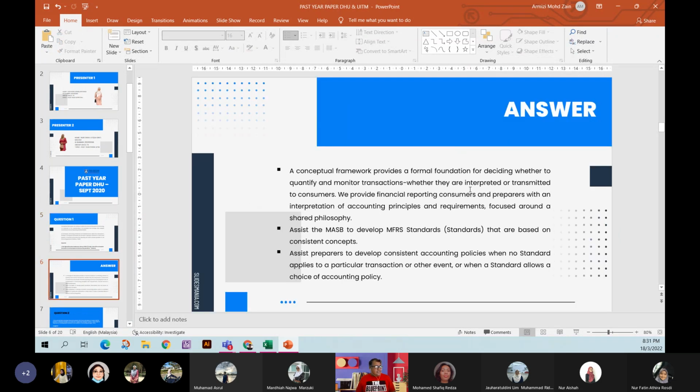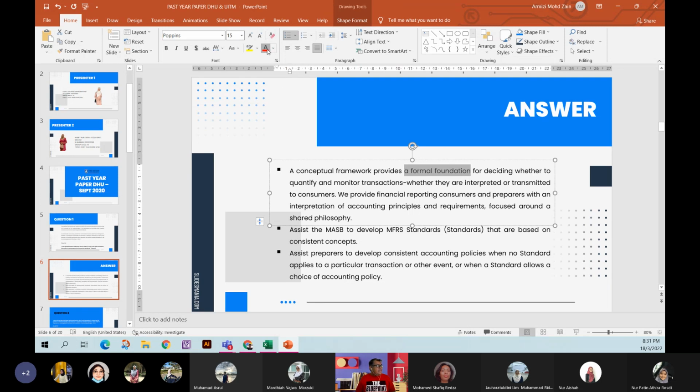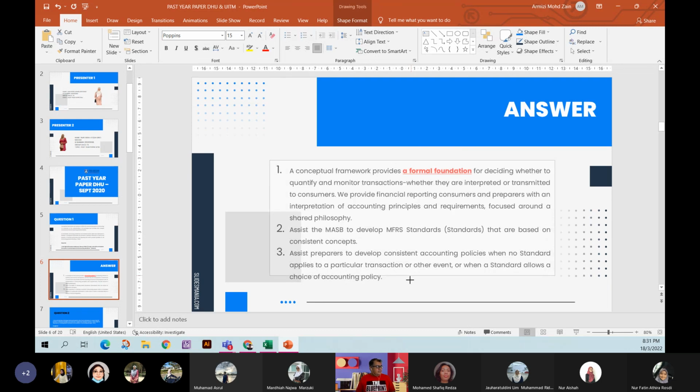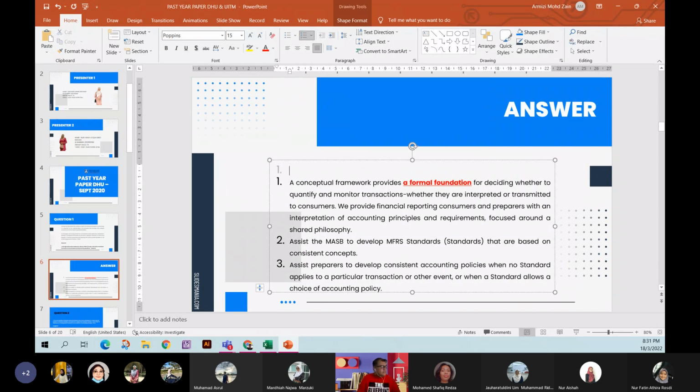Okay, jadi soalan dia ni, seperti mana yang saya cakap semalam, you kena ada point you. Point pertama dia apa? Contohnya sini, a formal foundation. Okay, ini adalah asas you. Ni 3 point ya. So 3 point kat sini. Saya bagi dia punya ya. Okay, point pertama, you kata formal foundation. 1.5 markah.